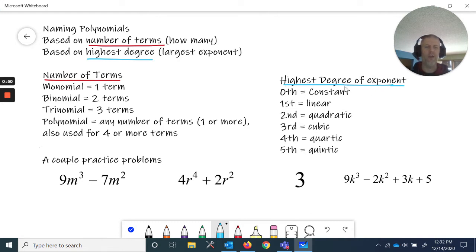So you'll see that here. Something to the 0th degree means basically we have a variable to the 0 power, so it's kind of like invisible, and that's called a constant function. To the first power, if that's the highest degree, that's called linear. Second degree is quadratic. Third degree is cubic. Fourth degree quartic. Fifth degree quintic. And they keep going, but really for our class, we'll just work up through that fifth degree.